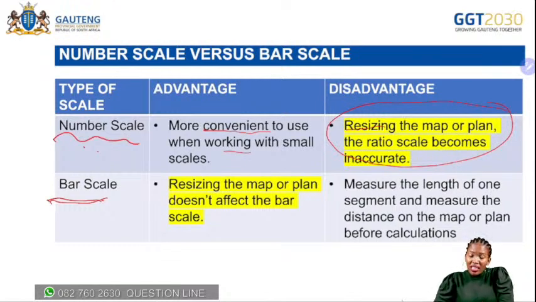And then it also has a disadvantage. The disadvantage is that you need to measure the length of one segment before you can be able to start with your calculations. Basically, if you don't have a ruler in the exam, you will not be able to work with a bar scale. It's going to be very difficult. It's going to be a challenge for you to do any calculations that have to do with the bar scale if you don't have your ruler. Now, girls and boys, those are the advantages and the disadvantages of working with a number scale and a bar scale.